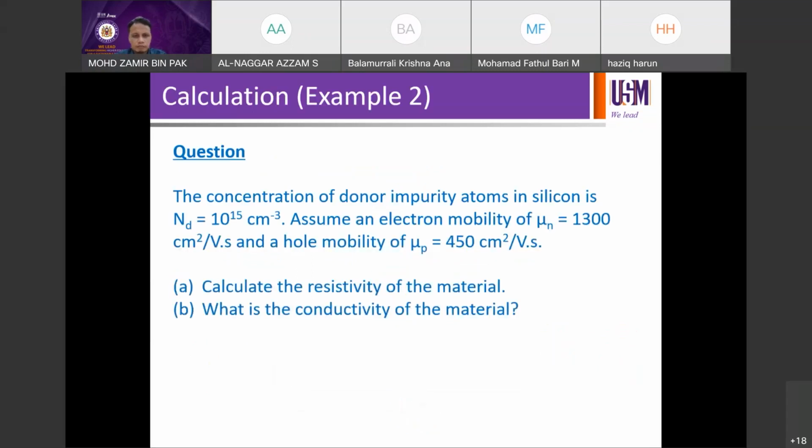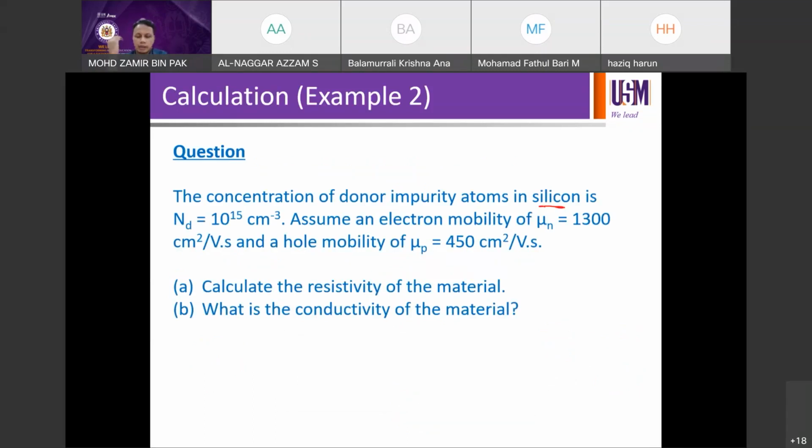Okay, so let's just do a simple calculation here to demonstrate the relationship between these important parameters. For example, the concentration of donor impurities in silicon is ND equals 10 to the 15. Okay, so again, silicon, let's just recap.